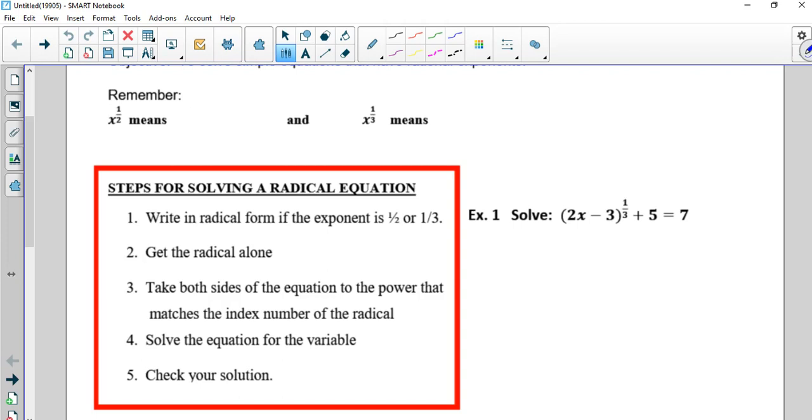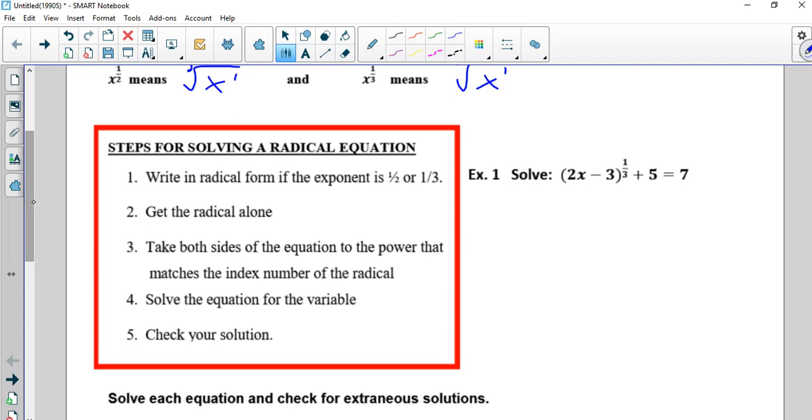So remember that x to the 1/2 means this. We don't need the 1 and the 2, but that's what it would look like if we did. And x to the 1/3 is the cube root of x. And it would look like this if we fully expanded it with all the details.